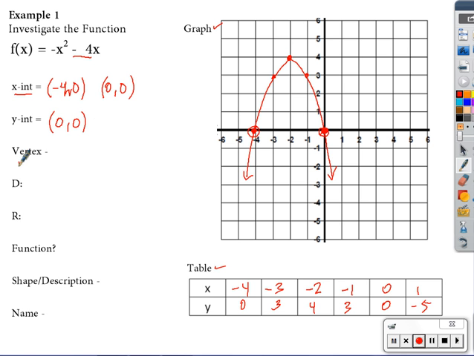By definition, a vertex is the highest or lowest point. So when I look at my graph here, the highest point happens right there. So that's going to be negative 2, 4.